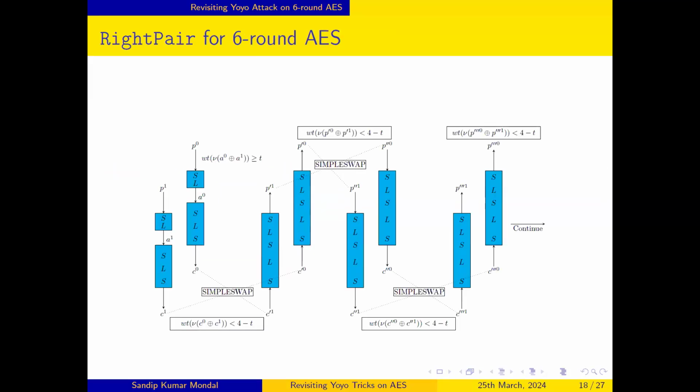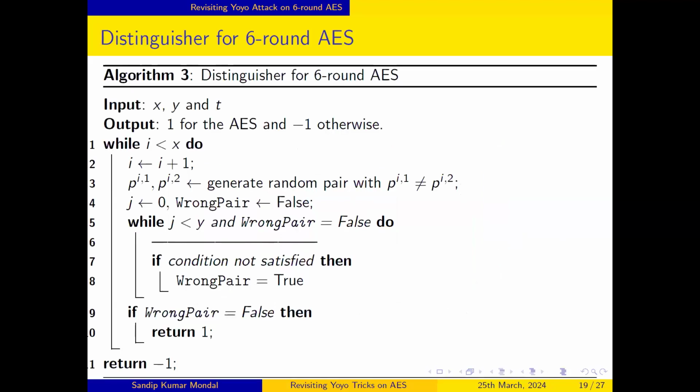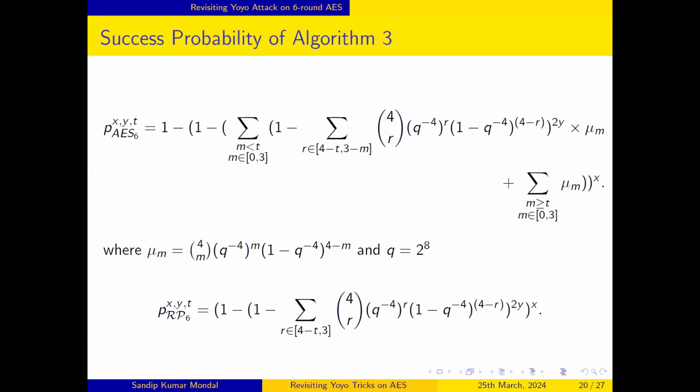Similar to the 5-round case, in the 6-round case the right pair also satisfies these conditions. In the 6-round case, we check the condition in the ciphertext and in the plaintext also. For a right pair, these conditions always hold, and for a wrong pair, after some time this condition will break. So this is the algorithm for 6 rounds, and it is the same as for 5 rounds. The success probability for the 6-round algorithm is this when the black box primitive is AES, and this when it is a random permutation.